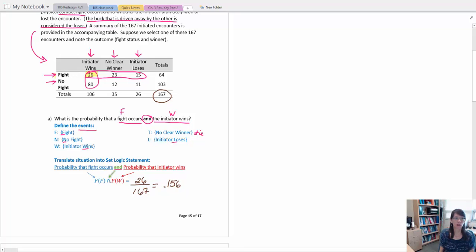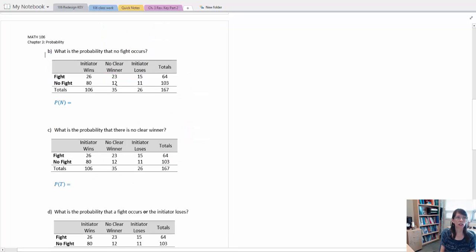So we know that the intersection of these two events is represented where the events are overlapping. Fight and initiator wins both have the value 26, so 26 is the intersection. We then take 26 and divide by the total possible, 167.